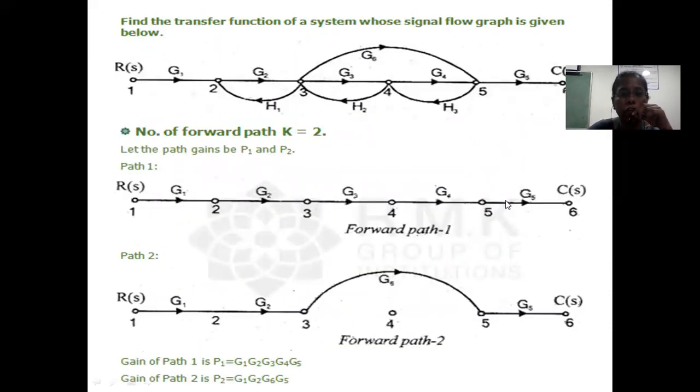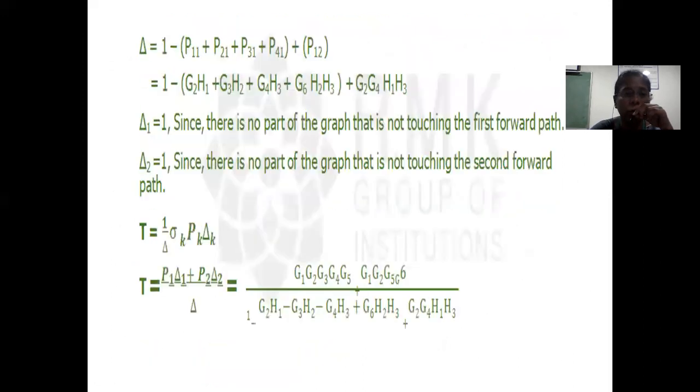So taking the first forward path, we have to compare with the original graph, and check whether any part of the graph is not touching this first forward path. If you check here, you can see that there is no part of the graph which is not touching the first forward path at all. If you find any part of the graph which is not touching the first forward path, then you have to take that part of the graph and find out the del value for it, right? But here there is no such part. So therefore, my del 1 value will be 1, because there is no part of the graph that is not touching the first forward path.